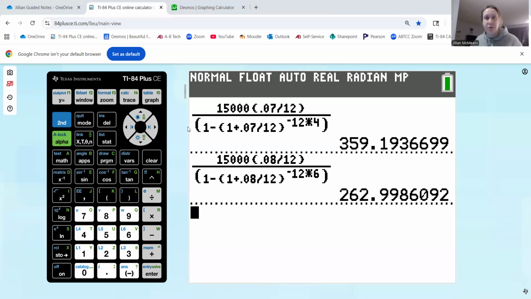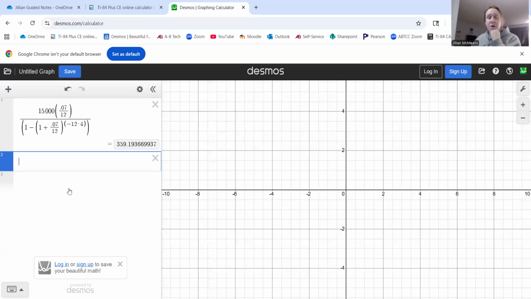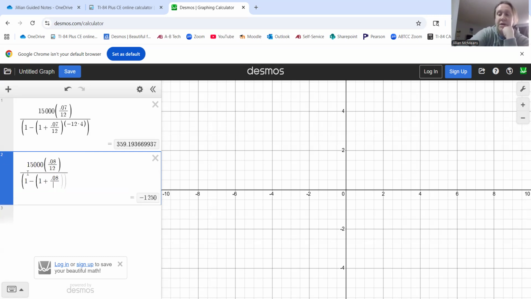Actually, let's go to Desmos now. So let's see, we're borrowing 15,000. We're going to multiply that by R over N, so 0.08 divided by 12. We're going to divide all of that by parentheses 1 minus parentheses 1 plus R over N, so 0.08 divided by 12. Sorry, I have a very cluttered space right here. I don't have a big workspace, so it's a little awkward.